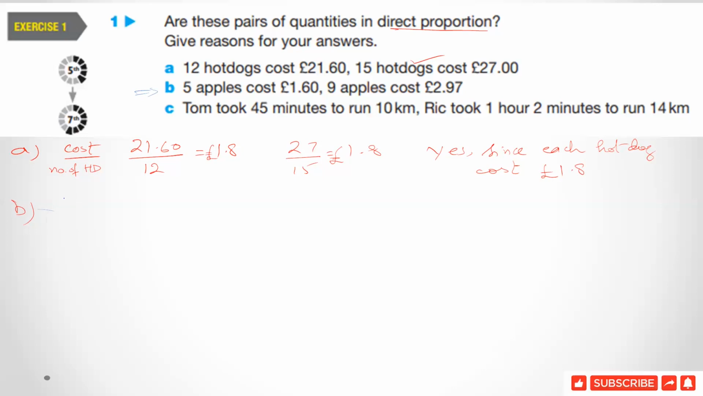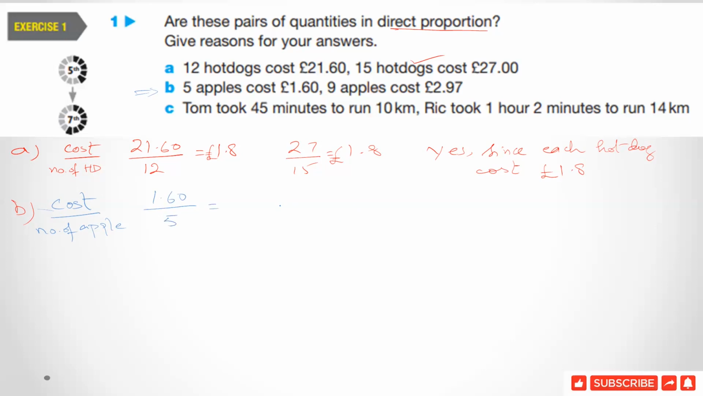So look at this. Again we check cost upon number of apples, right? That was hot dogs, and now this one is apples. Now we check 1.60 pounds divided by 5.